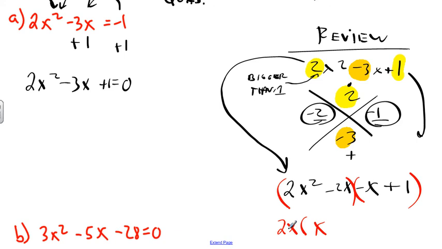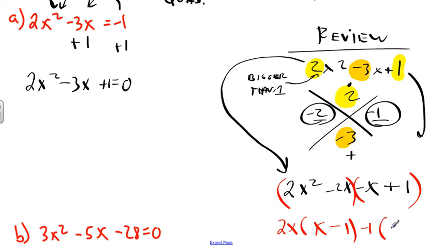So 2x times x is 2x squared. 2x times what is a -2x? Well, isn't that going to be -1? So this times that gives us 2x squared. 2x times negative 1 is negative 2x. Now notice, watch this now. I want this to be the same as this. So I'm going to pull out a negative 1.